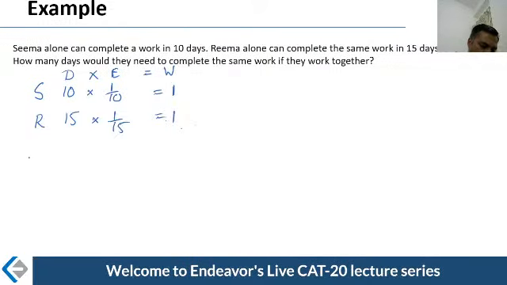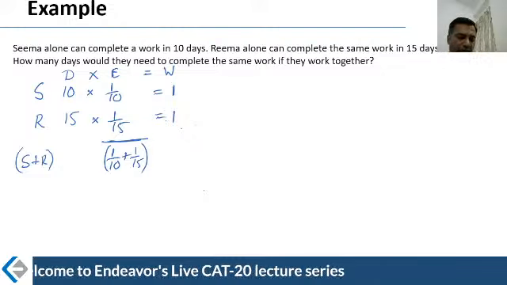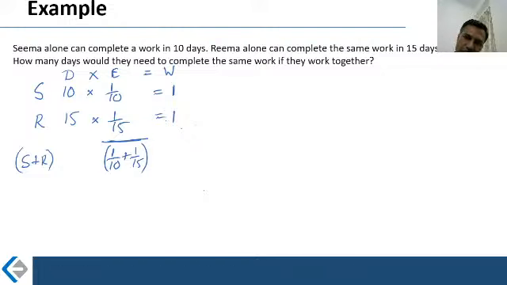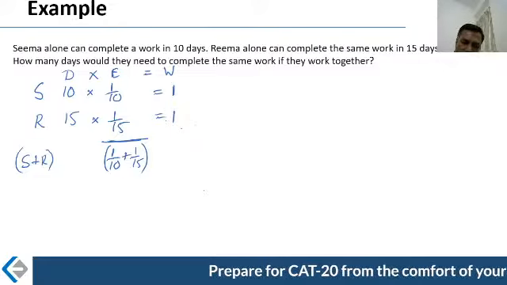If they work together, Seema and Rima work together, what is their combined efficiency, friends? Combined efficiency is 1 by 10 plus 1 by 15. That is the combined efficiency. Efficiency of the first person is 1 by 10, efficiency of the second person is 1 by 15. This is the combined efficiency.